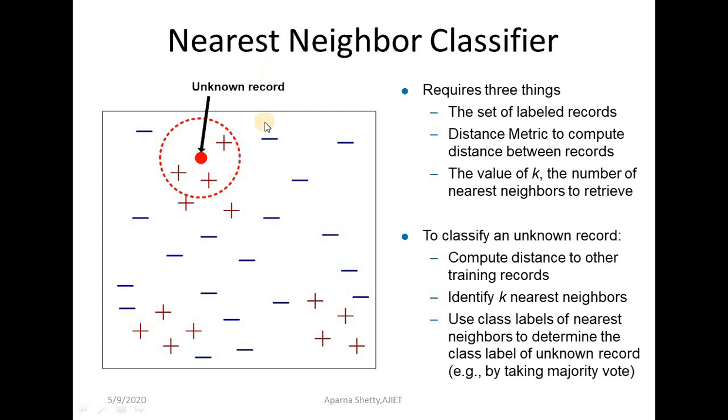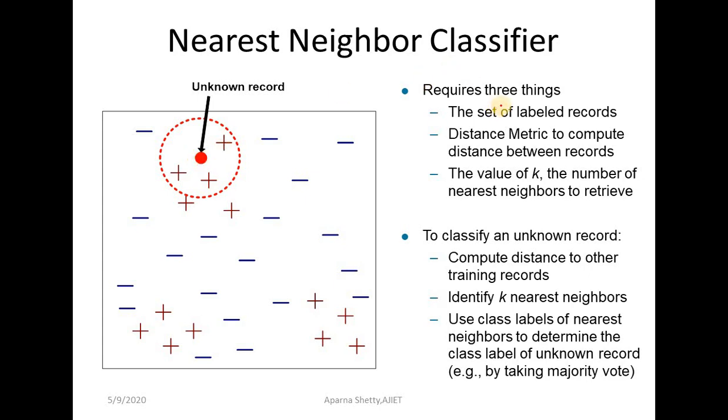Next, nearest neighbor classifier. Here they have given this red dot, right? This is the unknown record which you want to classify, and these are the other training records. All these plus and minus signs are the class labels of the other training records, and the red dot over here is the unknown record which you want to classify. So let us see how this classifier works.